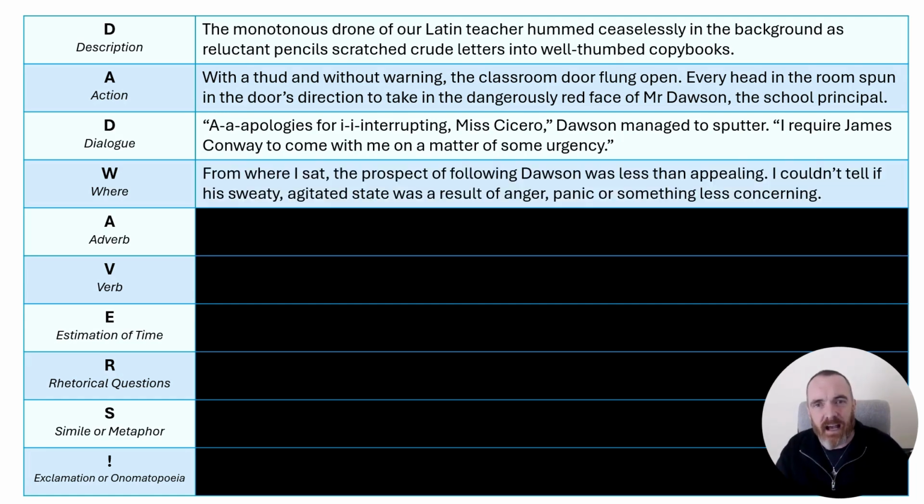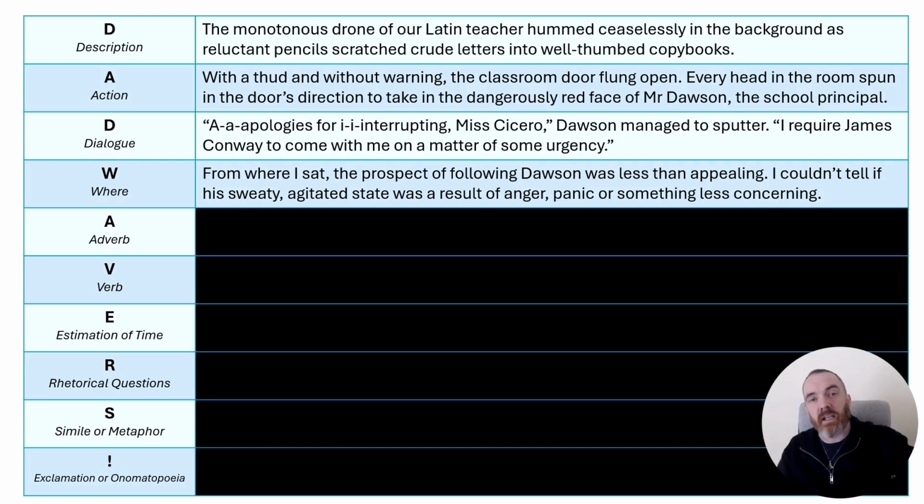"From where I sat, the prospect of following Dawson was less than appealing. I couldn't tell if his sweaty, agitated state was a result of anger, panic, or something less concerning." Now, what's happened here is we're getting the scene from the perspective of the narrator. It's a first-person perspective. We've gone into the narrator's head and we're observing the scene. We've switched a kind of a location or a perspective here a little bit.